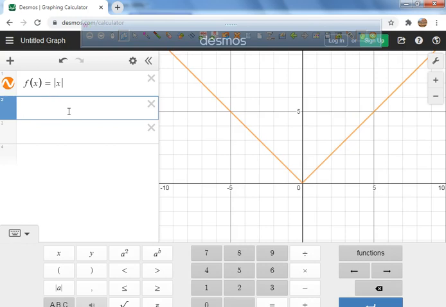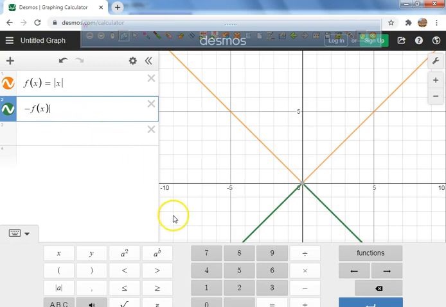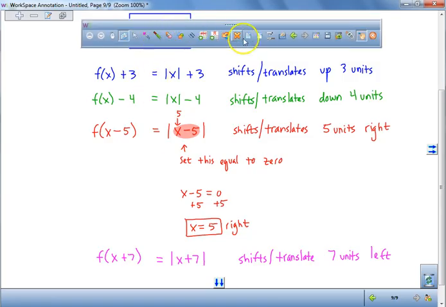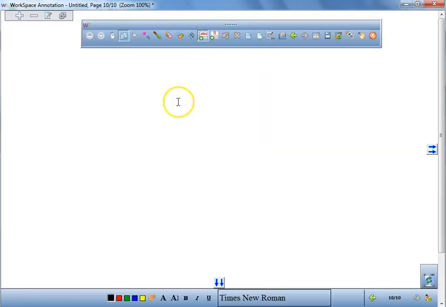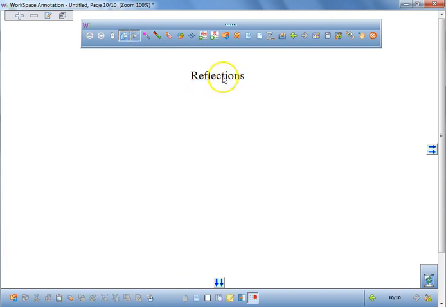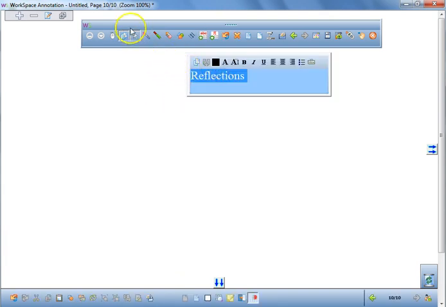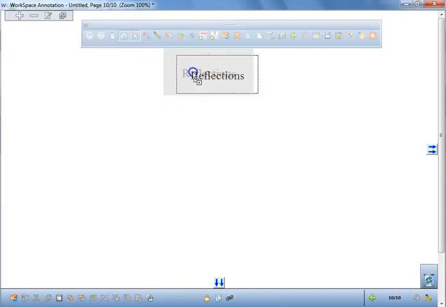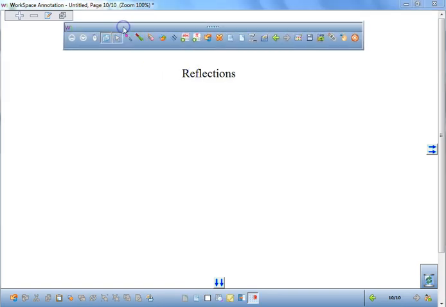Now I'm not going to tell you what negative f of x does, but hopefully you can see what negative f of x does, because now we're going to go over to our next section dealing with reflections. So right here, I'm going to title it Reflections. All right, there we go. Titling it. Oh, hold on there. There we go. Slide it right over here. All right, so here we go.